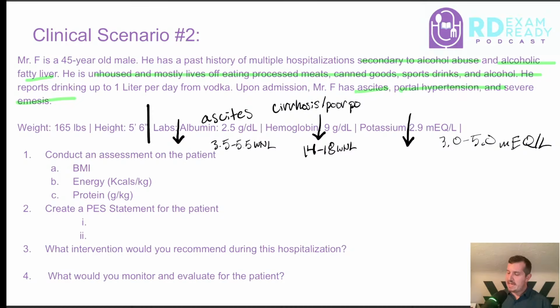Potassium. The potassium is low and it could be due to the ascites. And then what I would also add here is that the potassium could be low due to his severe emesis, perhaps too. Let's say he's just been throwing up all of his normal sports drinks that he normally drinks, throwing up all of those things there. So he's throwing up in that case, and so the potassium is going low.